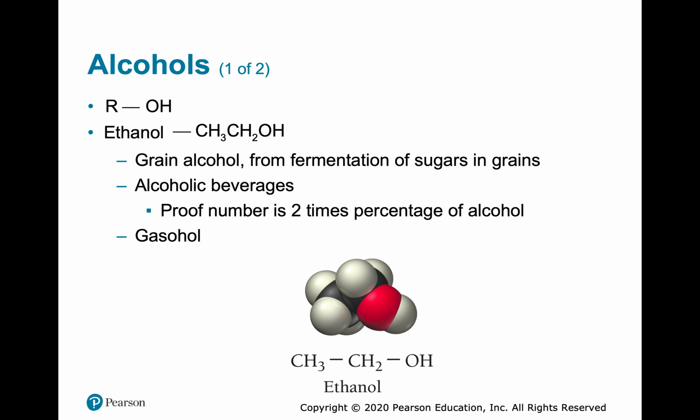So we're going to start with alcohols. An alcohol is an alkyl group attached with a terminal OH group. The most common one, of course, is ethanol, and this is the stuff you get in beer, wine, and whatnot. A proof is double the percentage by volume. Gasohol is just a mixture of gasoline and alcohol.